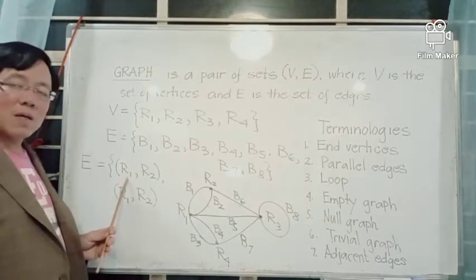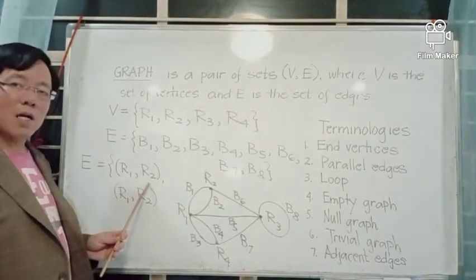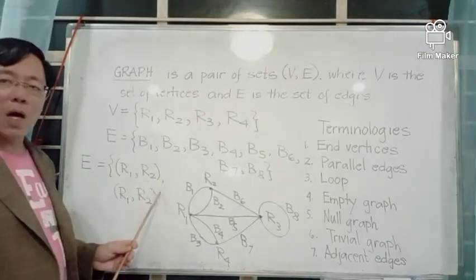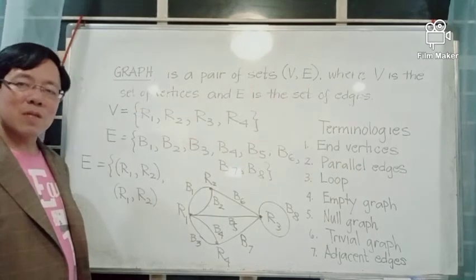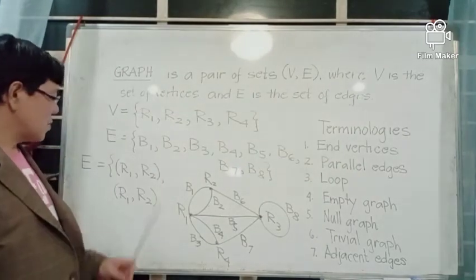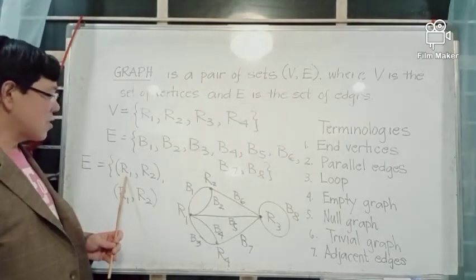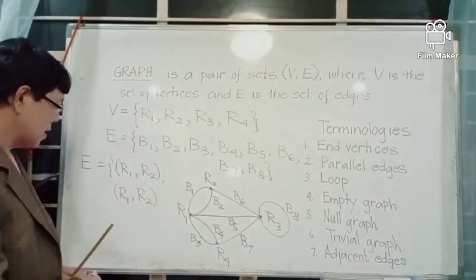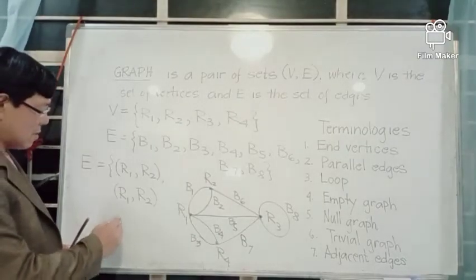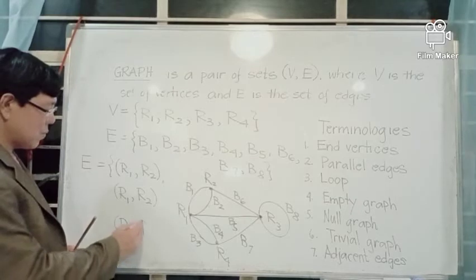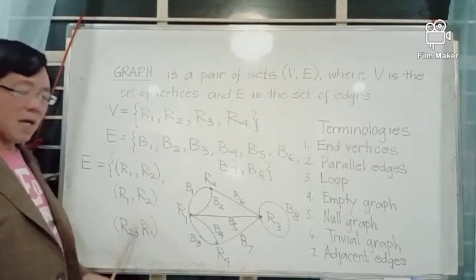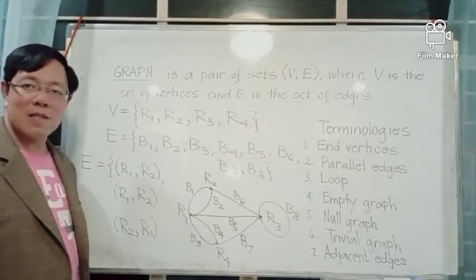Now for this pair, instead of writing R1, R2, you can write R2, R1, which means that the pair is not ordered. The edge R1, R2 is the same as the edge R2, R1. This implies that a pair is not ordered.